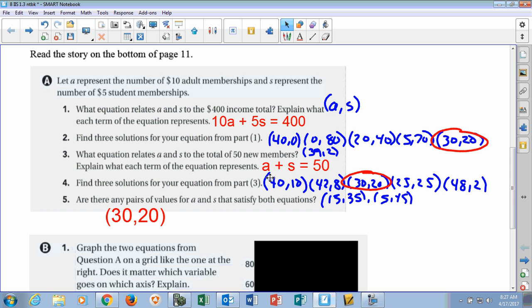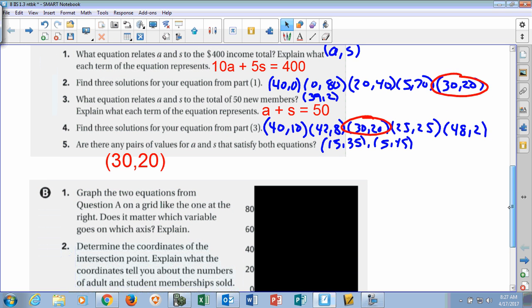$30 and $20. So how's that possible? We had one set of numbers that actually made two different equations, money and memberships, true. Okay? Well, when we talk about that, that's what we call a system.